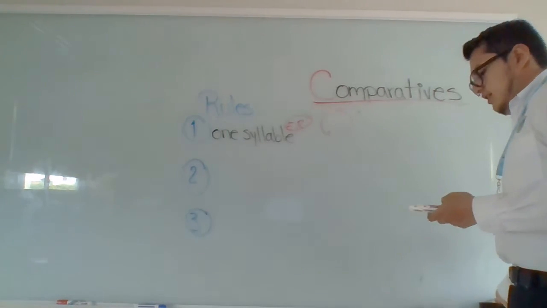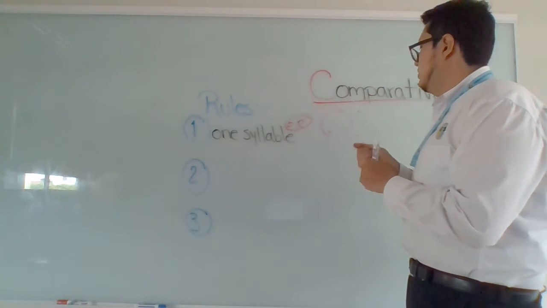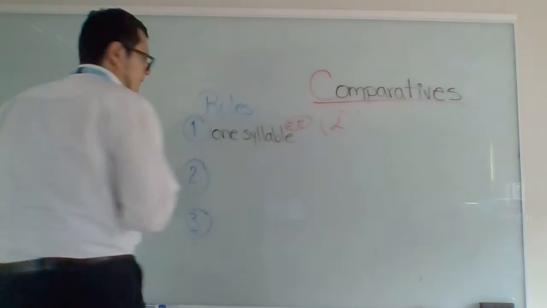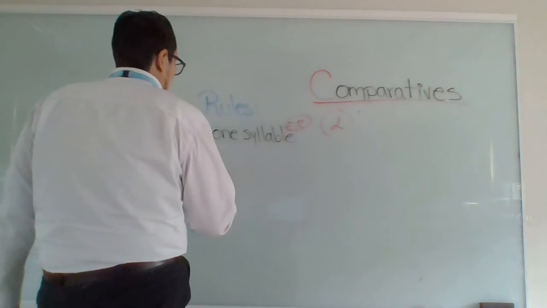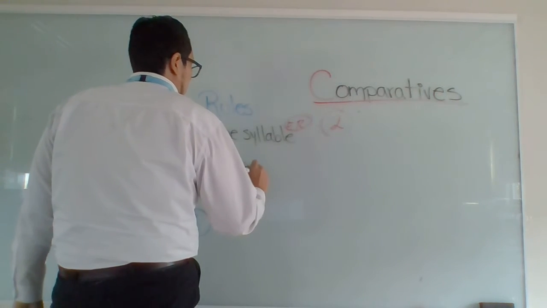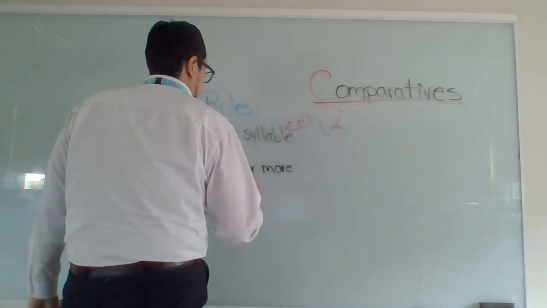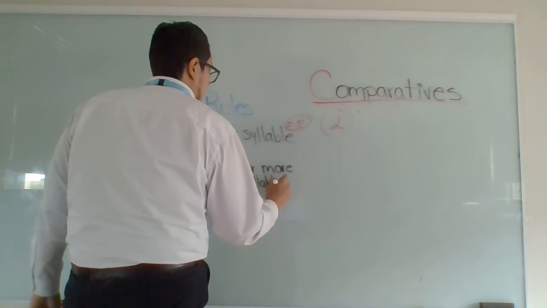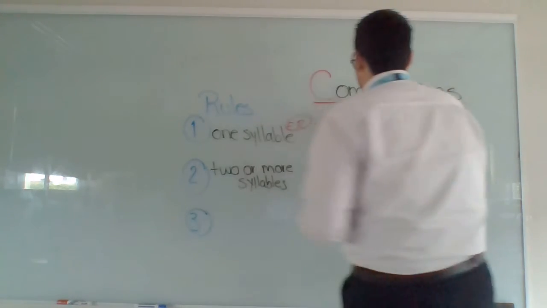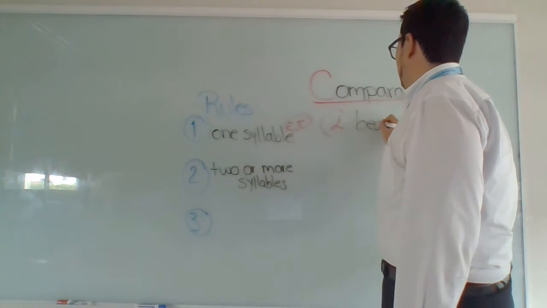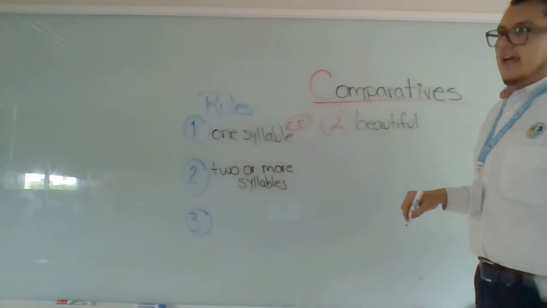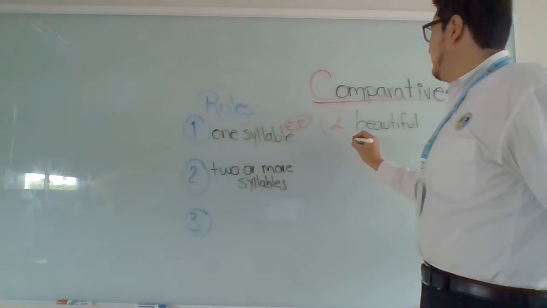Let's go to rule number two. Okay, now what happens if we have adjectives with two or more syllables? Two or more syllables. And I gave you one example, beautiful. Those are three. Beautiful. Another example, intelligent.